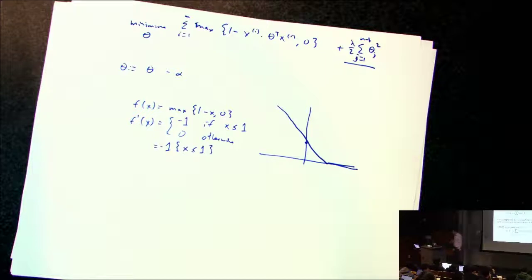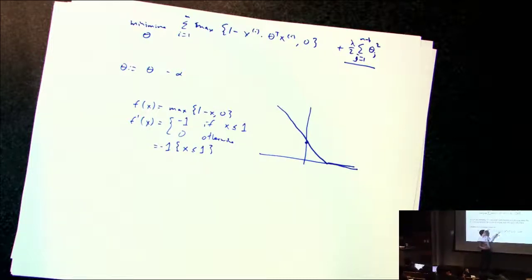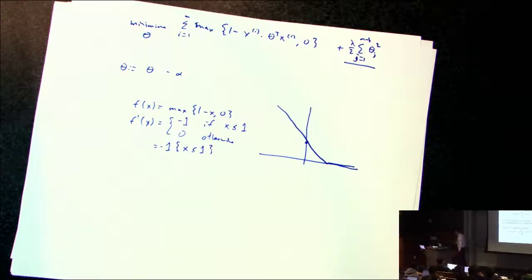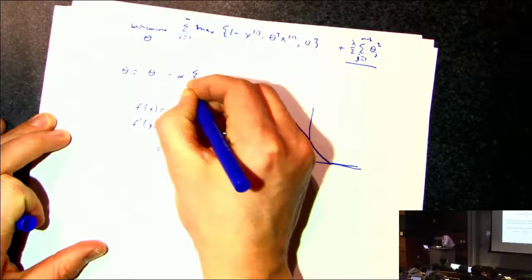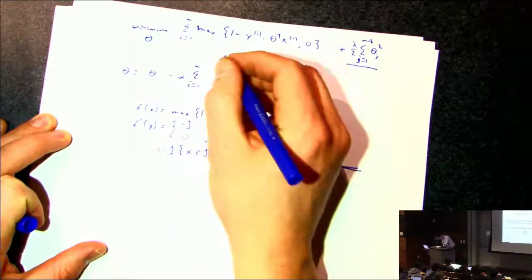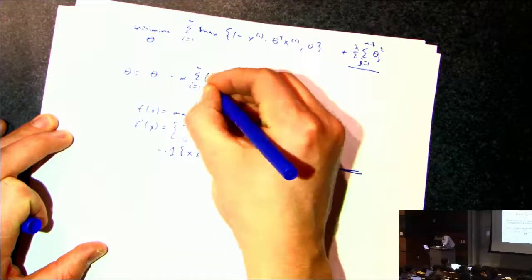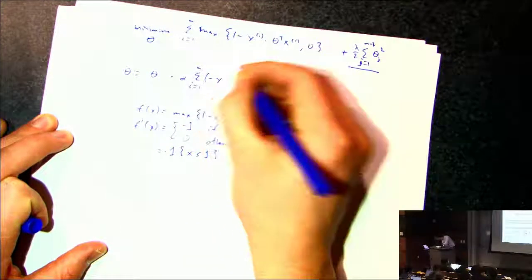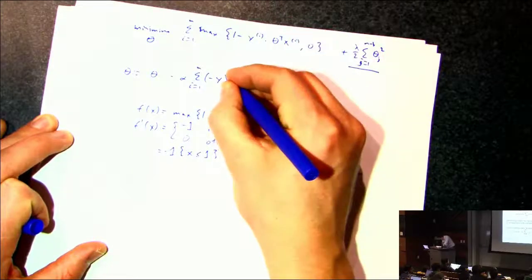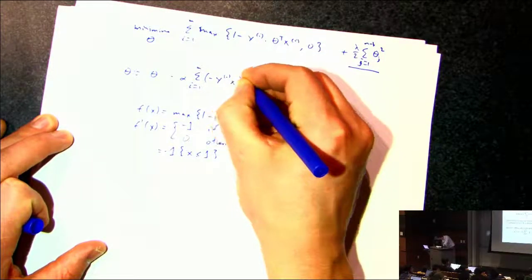So when we now apply the chain rule to compute our gradient, we take the derivative of the outer thing and multiply by the derivative of the inner thing with respect to theta. So you just pull out the terms that multiply theta. In that case, that's just y_i and x_i. So the gradient here would just be the sum from i equals 1 to m of negative y_i x_i.